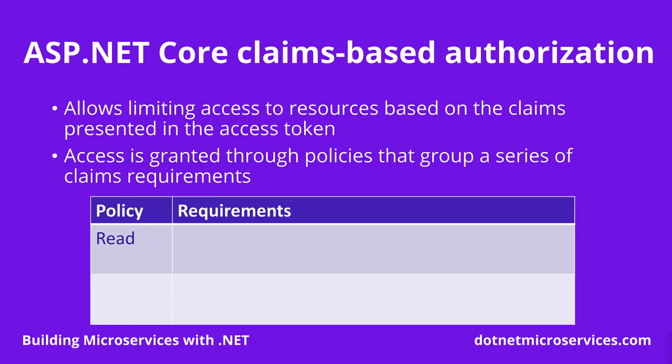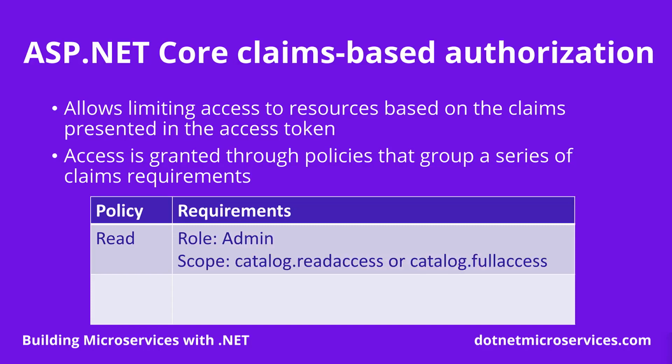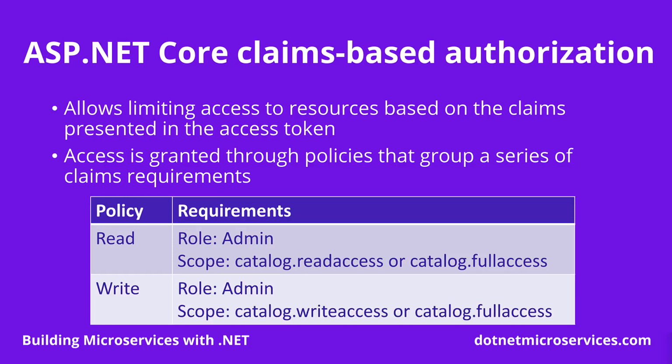This policy would require that the value of the role claim in the access token must be admin, and the value of the scope claim must include catalog read access or catalog full access. There could be also a write policy where, again, the presented role must be admin, but the scope must be either catalog write access or catalog full access. You could extend these policies to require any specific value on any other claims presented in the access token. As you can see, claims-based authorization allows you to define much more granular and complex rules than role-based authorization.